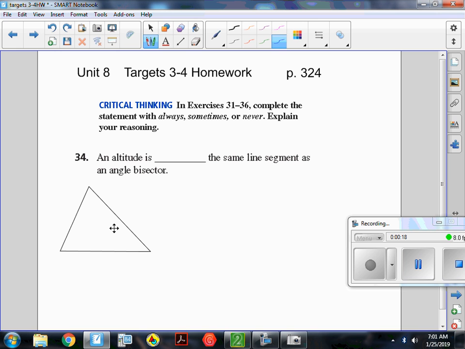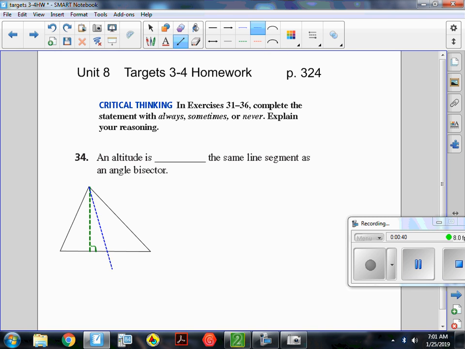So here's a scalene triangle, and I can draw an altitude from my top vertex. This is the altitude. Put the little perpendicular symbol so we know. And the angle bisector, that altitude doesn't necessarily split the angle up into the same congruent parts.